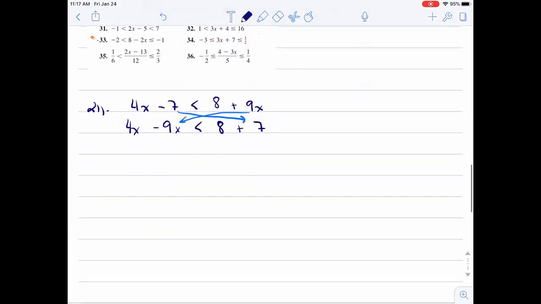But now I can collect like terms, and so I get 4 minus 9, I'm pretty sure is negative 5x, is less than 8 plus 7, which is 15. I've got negative 5 that I have to divide over, right? But we have to be careful because now we're dividing by a negative number, and so I have to flip the sign. And so I can say that x is greater than 15 over negative 5.